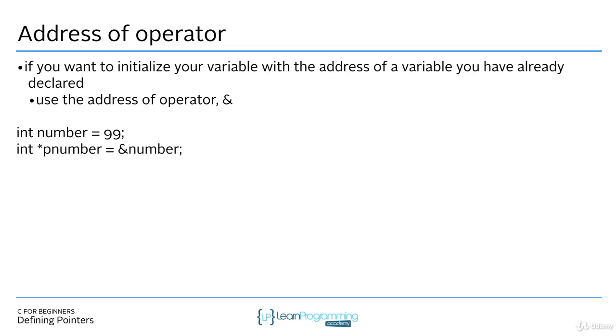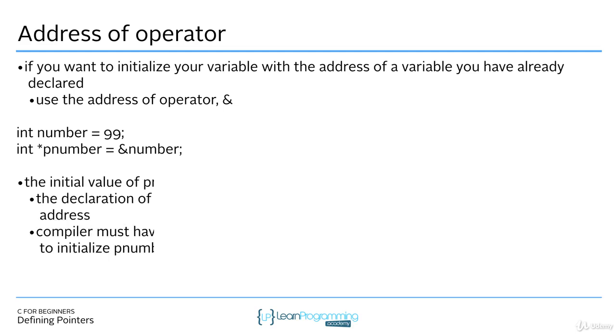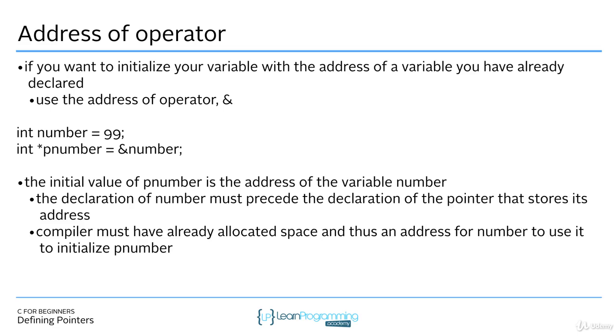We can do this because number is an int, and the pointer that we created is also pointing to an int. So all we have to do after the equals operator is use the ampersand. And so now pnumber is going to contain the address of number. The initial value of pnumber is the address of the variable number.